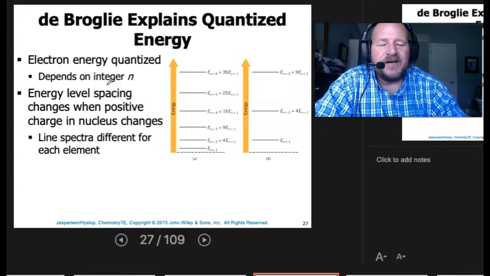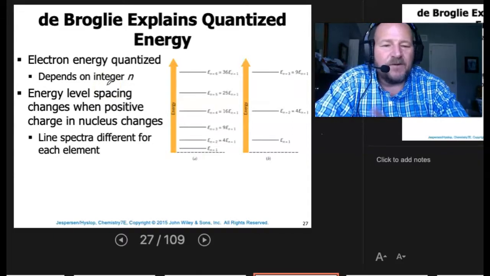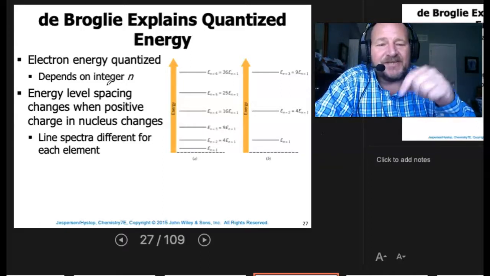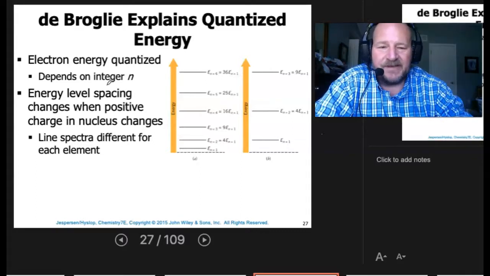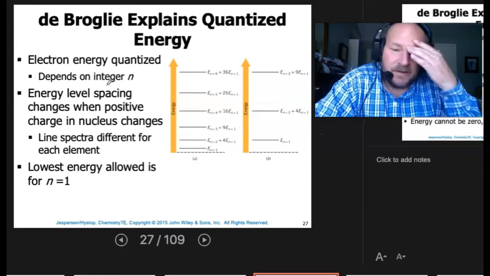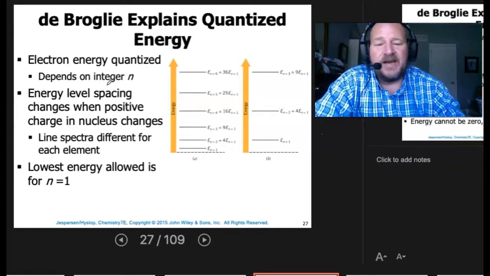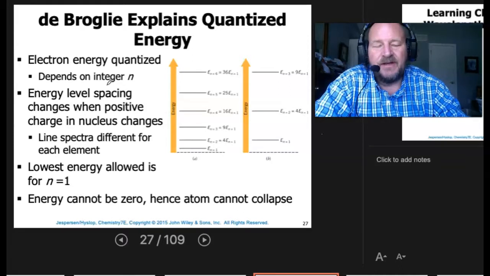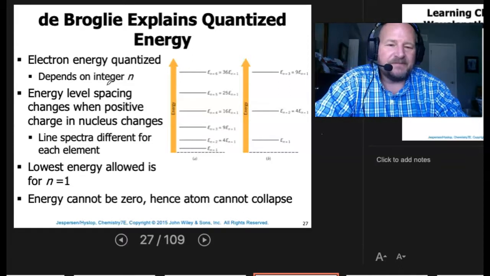And so this is why the equation worked fine for one electron. But the minute I put a second electron in, it's not just the electrons' interaction, but also the protons that are going to affect how that works out. The lowest energy allowed is going to be for n equals 1. So your energy can never be 0. That way the atom can never collapse.